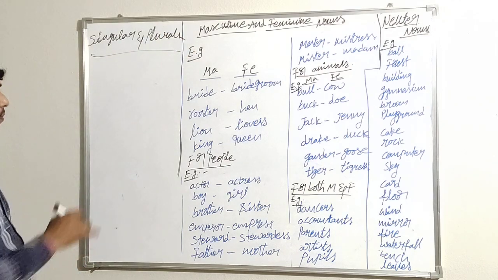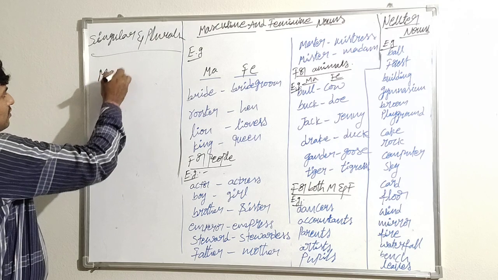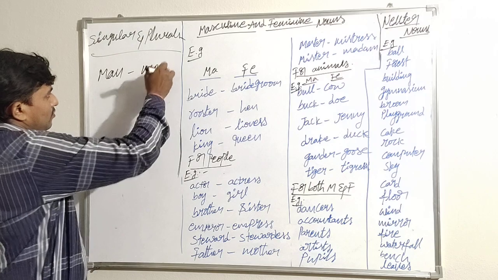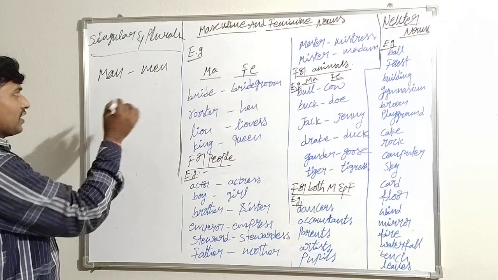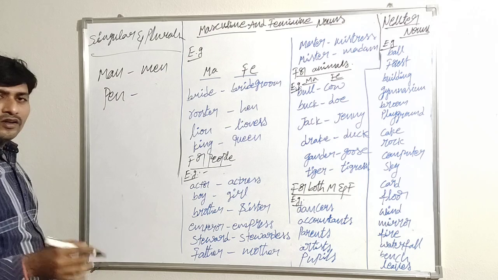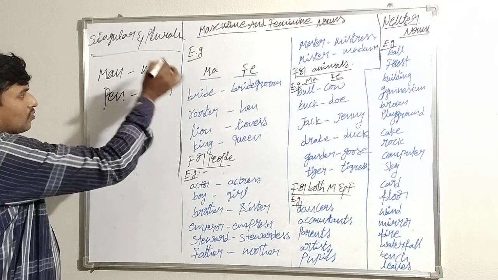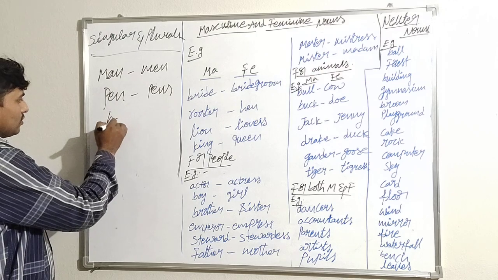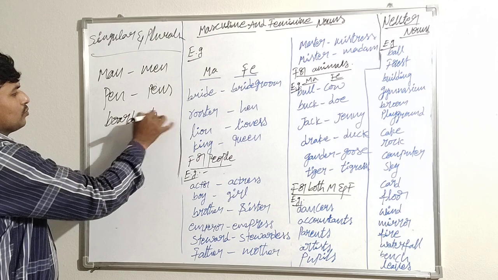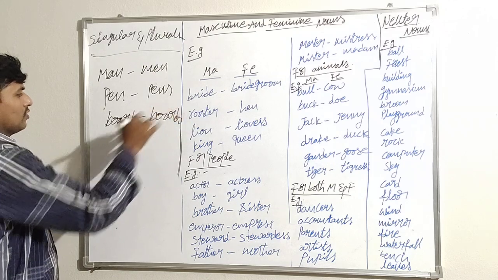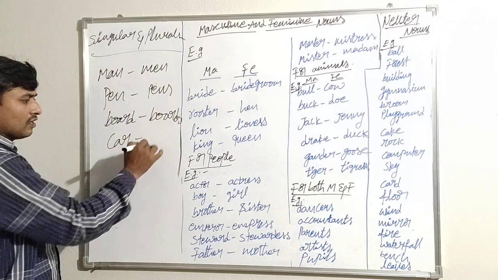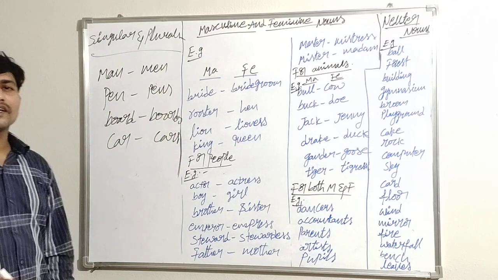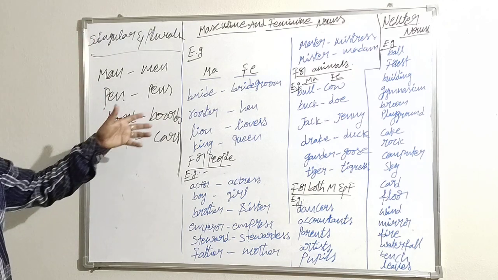See here, man is singular. What is the plural? Men. Pen is singular, pens is plural. Board is singular, boards is plural. Car is singular, cars is plural. So right here we can form singular and plural nouns.